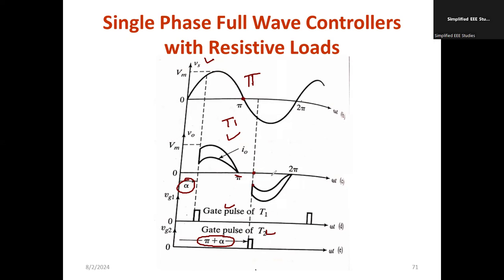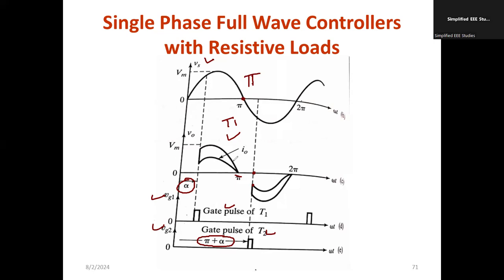So what is the delay angle? Pi plus alpha. So both the current and voltage are in the same phase because we are using the resistive load. Here VG1 and VG2 is nothing but we are providing the suitable gating pulse. VG1, that is, we are going to provide at a delay angle of alpha at T1. VG2 is nothing but gate voltage at T2. So the delay angle you are going to provide is pi plus alpha.